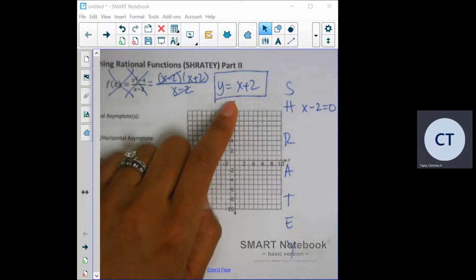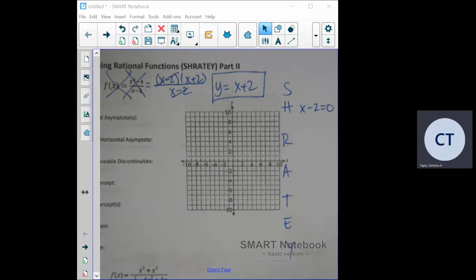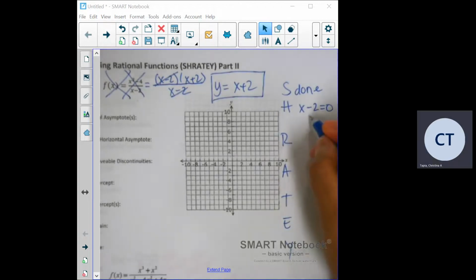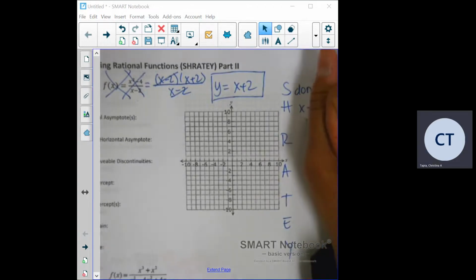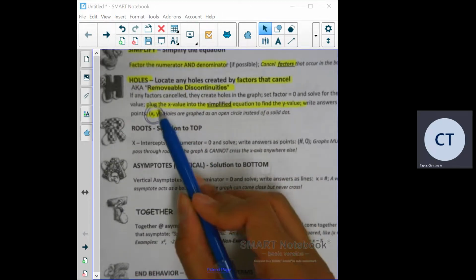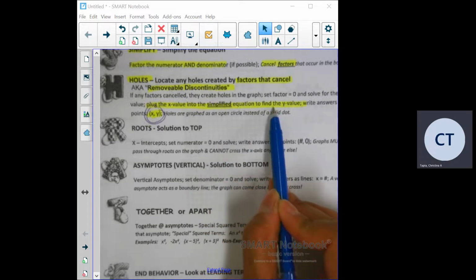Where have you seen y equals x plus 2? What kind of function is that? Linear. It's an Algebra 1 linear equation. You literally know how to graph that. So, okay, I've done the simplifying. That's done. Now I just need to find the hole. So I'm going to make x equal to 2. That's my x value. I now need to find the y. In the notes that I already highlighted, it specifically said to plug in the x value to the simplified equation to find your y.